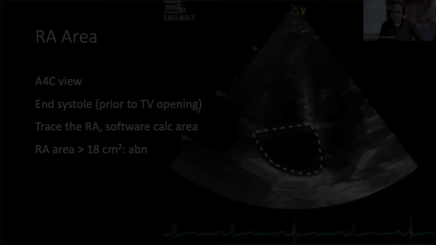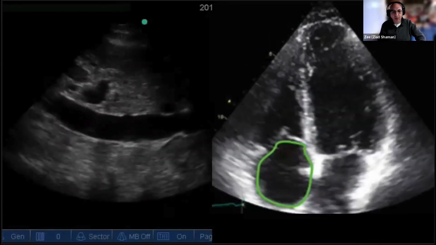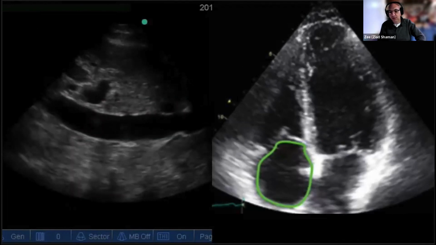The answer is that the American Society of Echocardiography doesn't say anything, and they say, we realize there is a limitation, but we don't know how to guide you around it. All right. That's where we were, and the right atrial area did not give you a point.